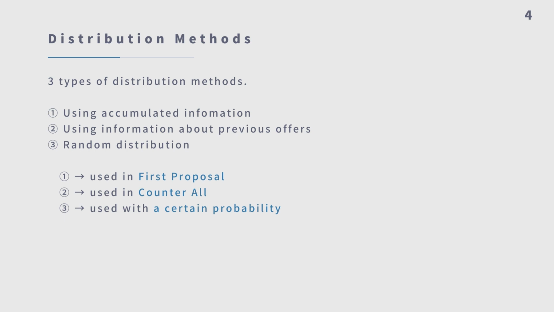As I mentioned earlier, this redist agent has three types of distribution methods. The first one is a distribution method using accumulated information. The second one is a method using information about previous offers. The last one is just random distribution. The first one is used in first proposal function, and the second one is used in counter all function. Furthermore, the third one is used with a certain probability in first proposal and counter all. After this slide, I'm going to explain each distribution method.